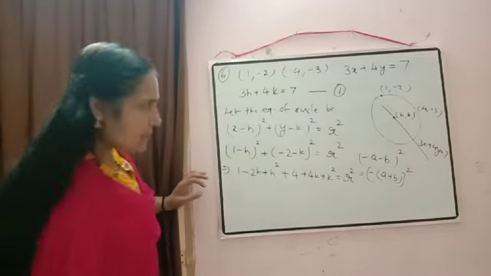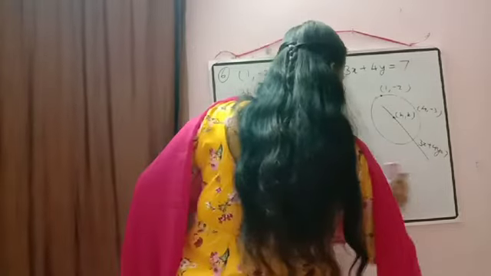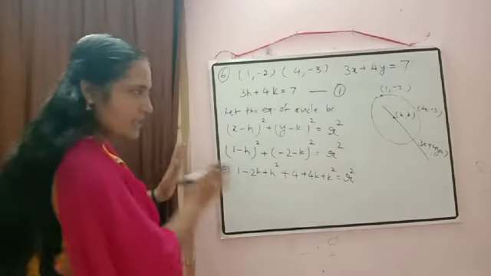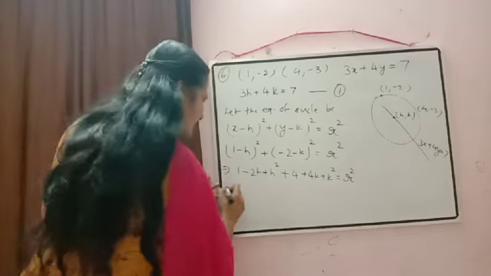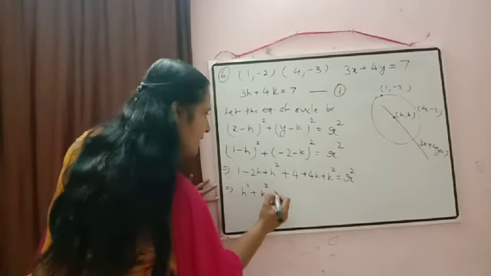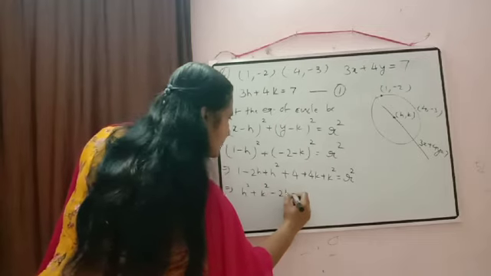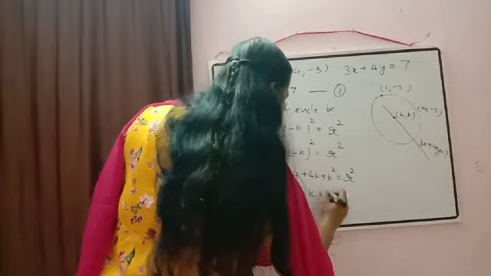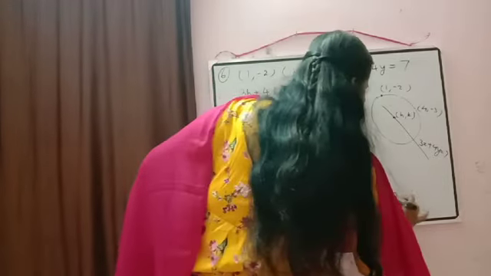While doing this type of question, try to avoid calculation mistakes. Okay, I think my calculation is correct. Now I will just rearrange it. H square plus k square, then minus 2h plus 4k, plus 4 plus 1, which is 5, is equal to r square. Make it equation number 2.